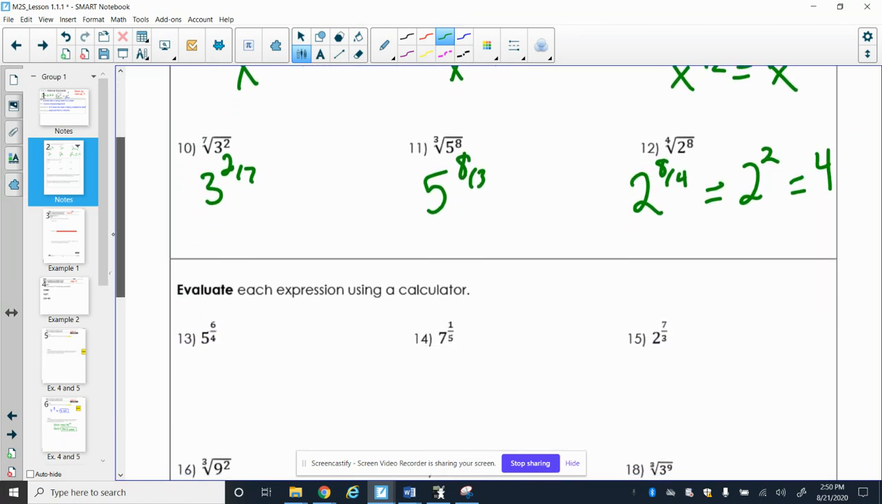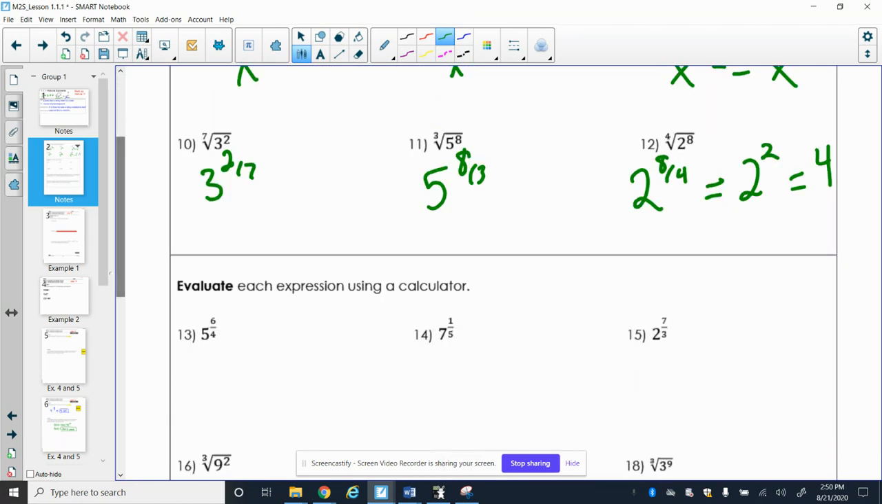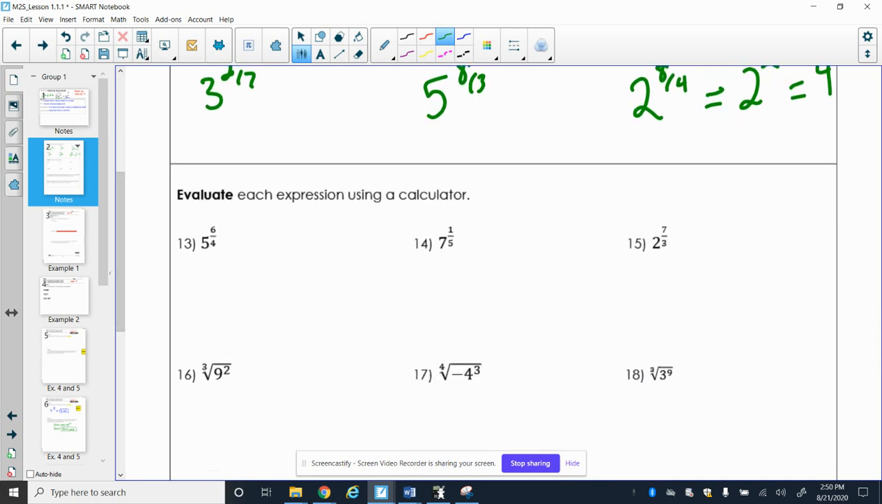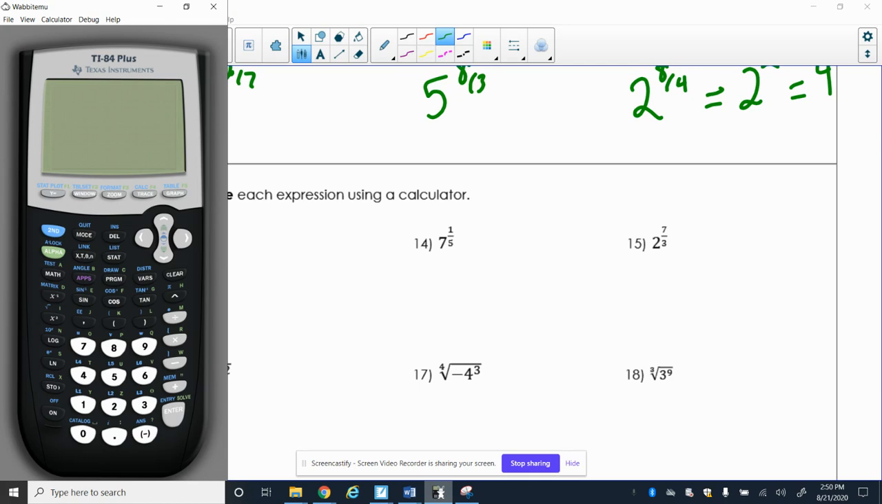Now let's get into the next skill. So actually evaluating using a calculator. This is where we're just practicing inputting these into a calculator. This isn't something where you could just do 5 to the 6 over 4 power in your head. So this is where a calculator comes in handy.